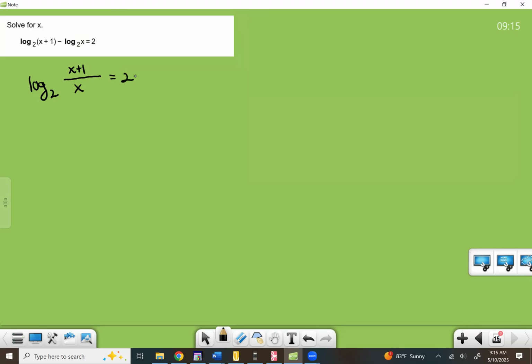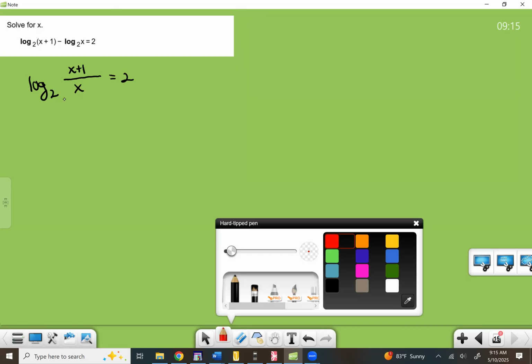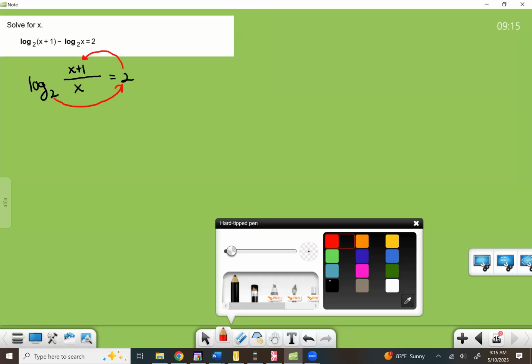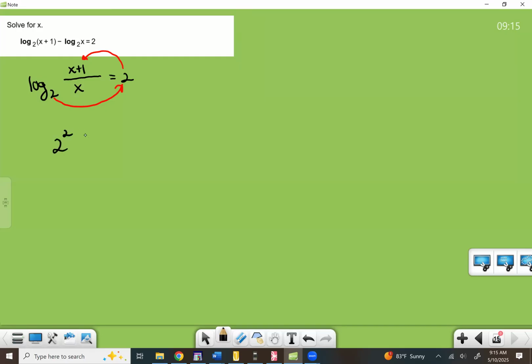Now from here, we want to rewrite the logarithm as an exponential. And in my class, we use the hook for that. So we're going to say 2 to the second power equals x plus 1 over x. So now 2 to the second we know is 4. And so we have to try to solve this equation.